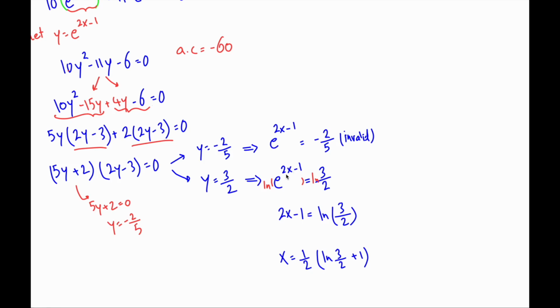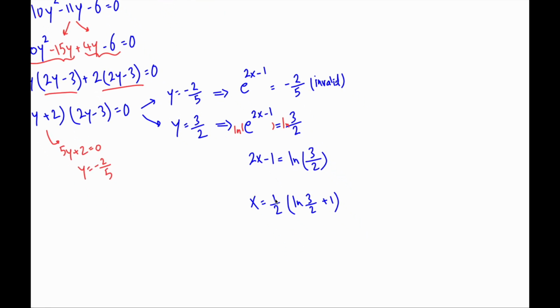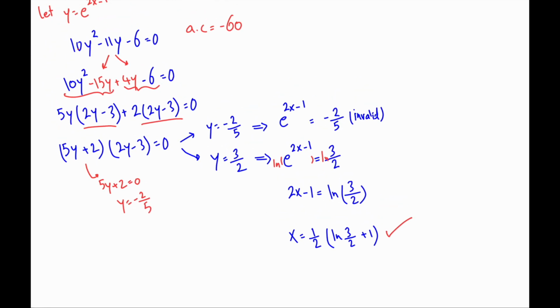That results in having 2x minus 1 on the left hand side and natural logarithm of 3 over 2 on the right. And all you have to do is just remove the negative one, push it to the other side, become positive, and divide everything on the right hand side by 2. Therefore, this is the answer for x, and that is the exact form which is required in the question.